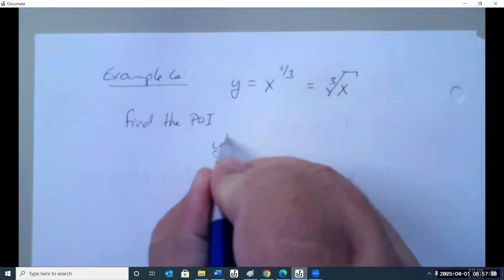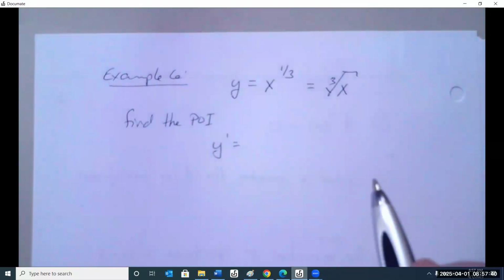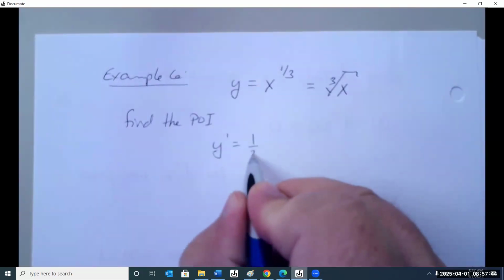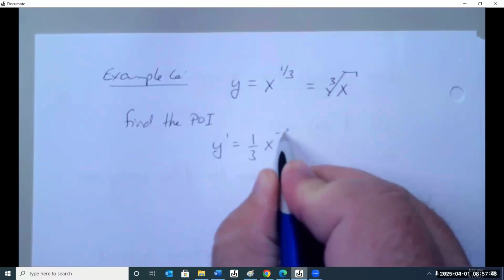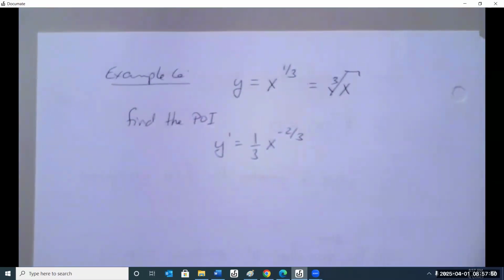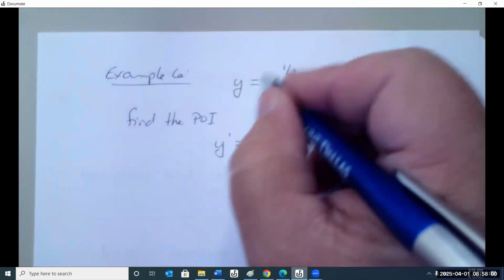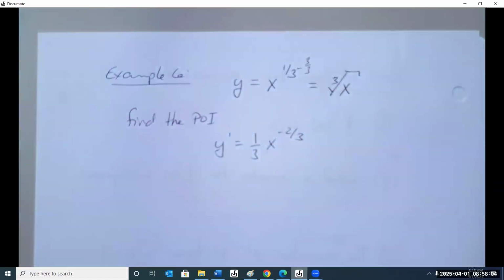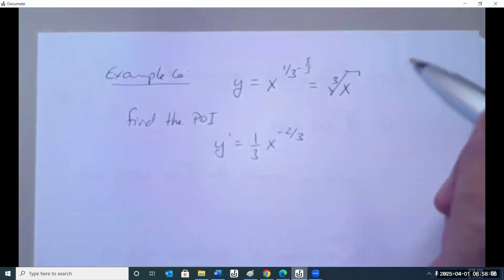So we take the first derivative, which gives us what? 1/3 x to the power negative 2/3. How did I get negative 2/3? When you take a derivative, you bring down the power and subtract 1, which is 3/3. 1 minus 3 is negative 2/3.